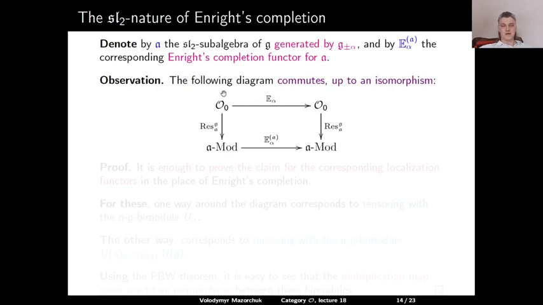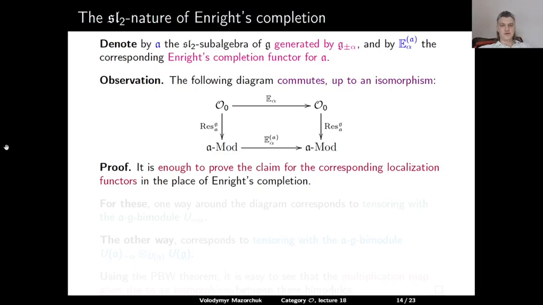We can start from category O0 for our algebra G and write completed and then restrict to the algebra A. Alternatively, we can first restrict it to the algebra A and then Enright complete the outcome, but now as an A module. And the claim is that these two different ways to go around this diagram commute up to a natural isomorphism. Of course, it is enough to prove the claim for the corresponding localization functors in the place of Enright's completion functors.